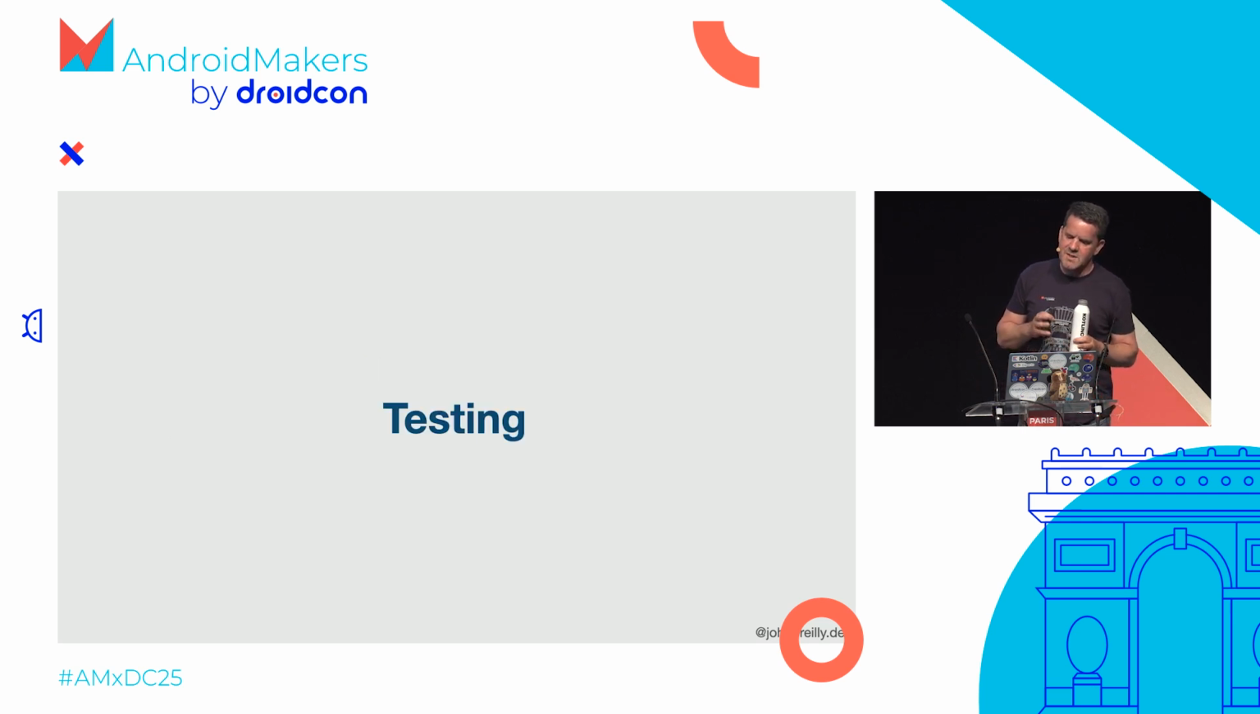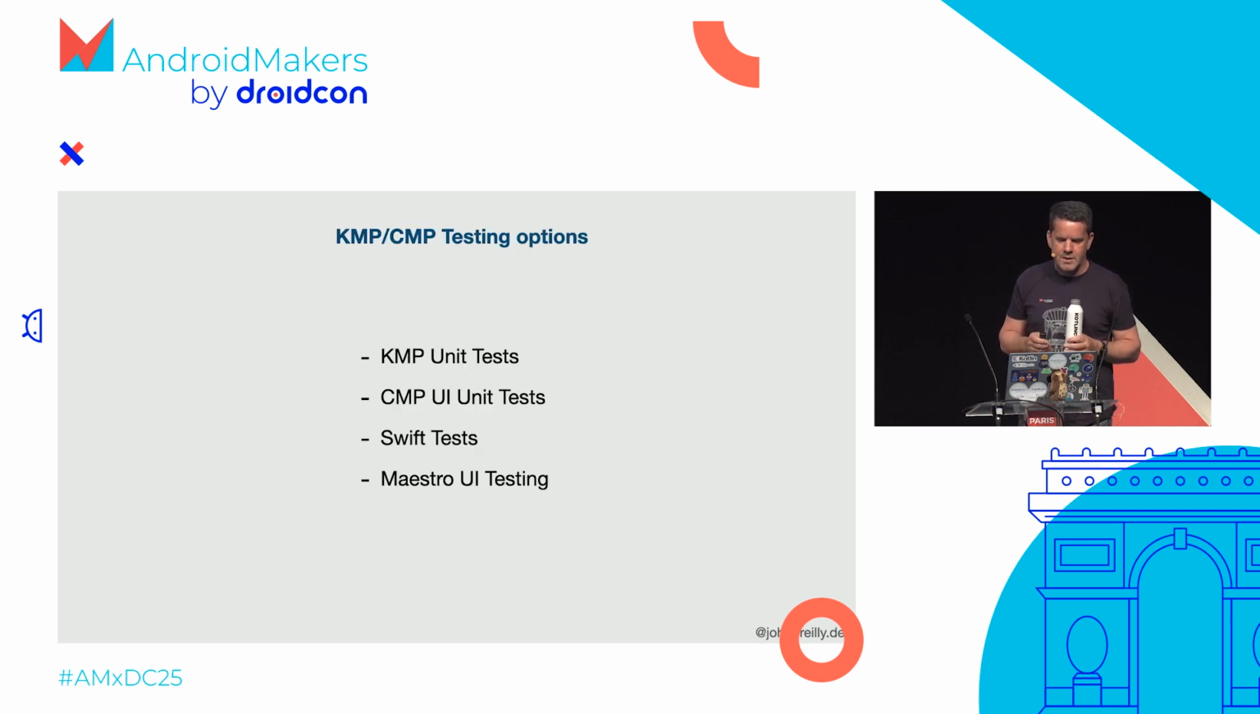Next up, we're going to look at some of the testing options available to us in KMP and CMP apps. These options include running KMP unit tests, CMP UI unit tests, Swift tests that invoke shared KMP code, and also wanted to show an example of a nice UI testing framework called Maestro that we can use to test both our Android and iOS CMP apps, for example.